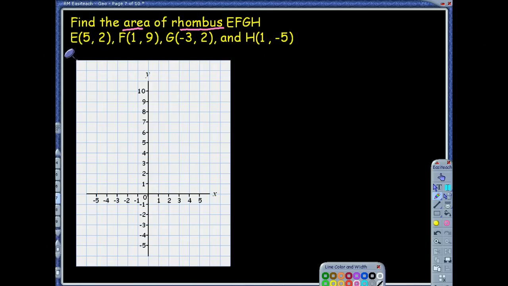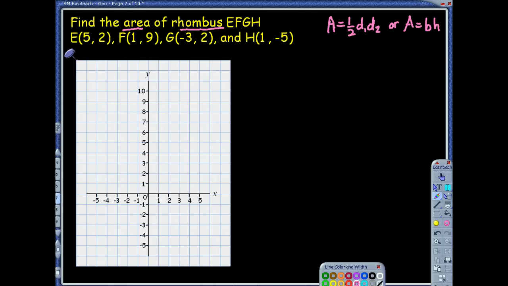So when we find the area of a rhombus, we need to know what formula we're using. There's a couple that we said we could use for a rhombus. We could do 1/2 of the D1 times D2, but I could also do the base times height.